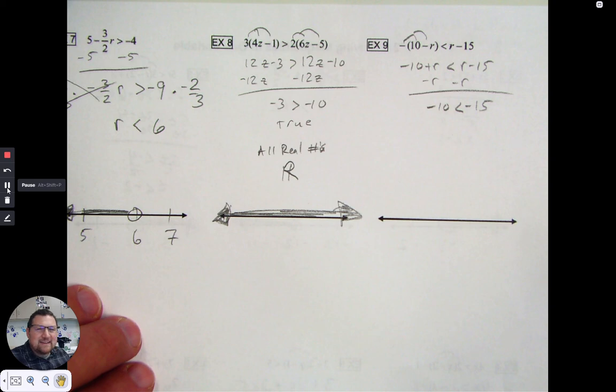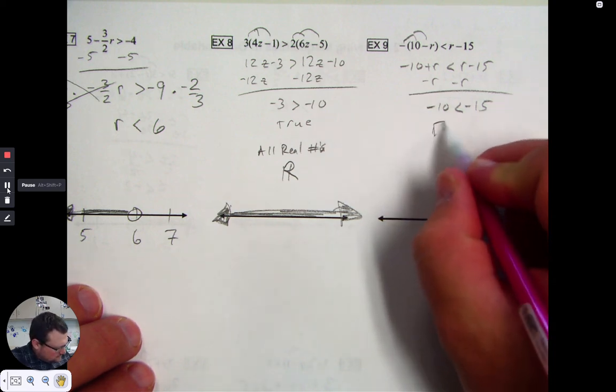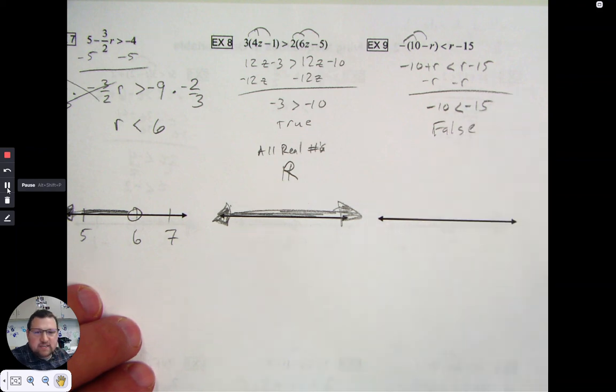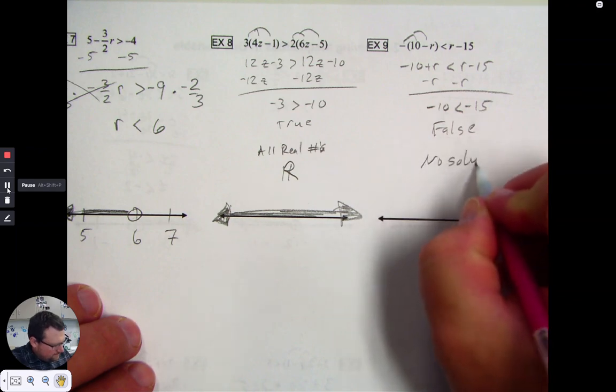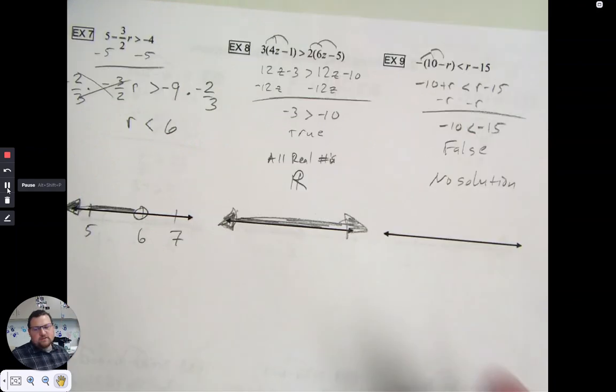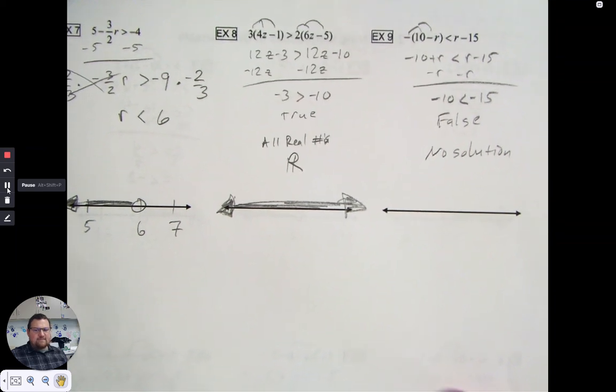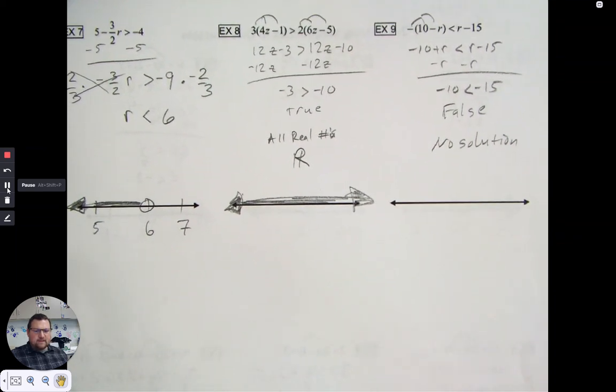What? A negative 10 less than negative 15? That's not true. That's never true, right? This is a false statement. Okay, so because this is a false statement, right, that's never true, that means that there is no solution. And because there's no solution, there's nothing to graph. It's just left exactly like that.